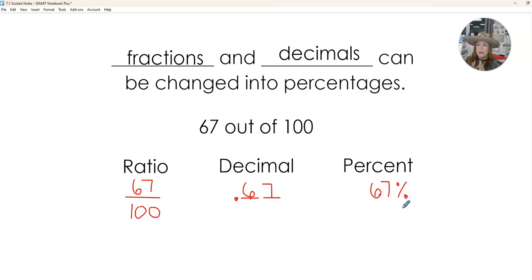So when we read these, they all say the same thing: 67 hundredths, 67 hundredths, 67 hundredths, because it's out of 100. All of these are less than one whole thing, right? You only got 67% on your test. You didn't get the whole test correct. You don't have the whole thing. So these are all the same thing out of 100.